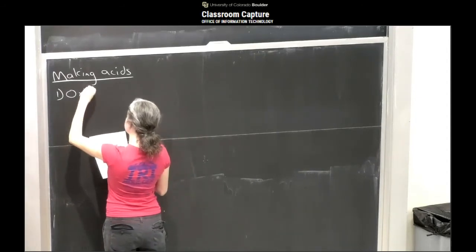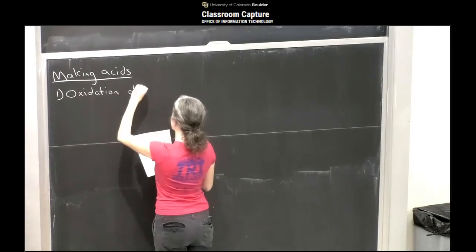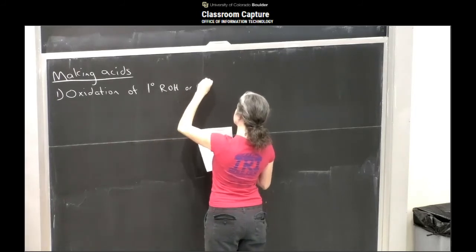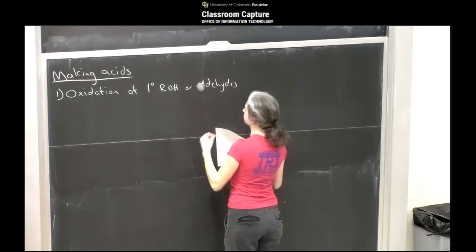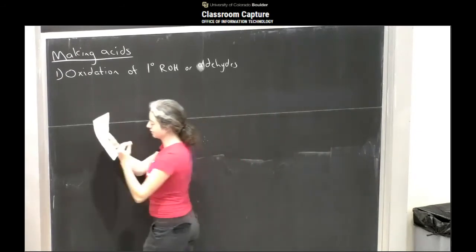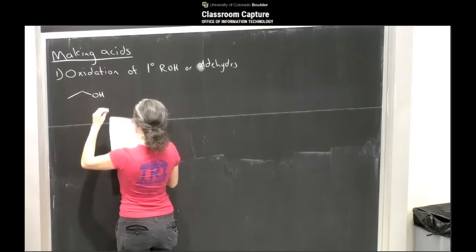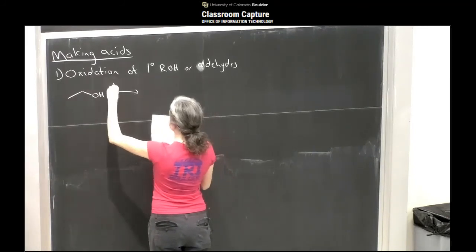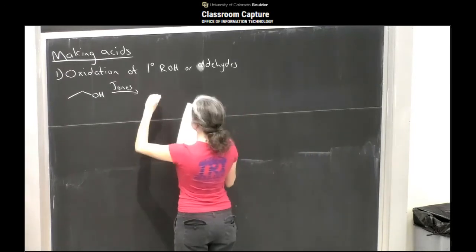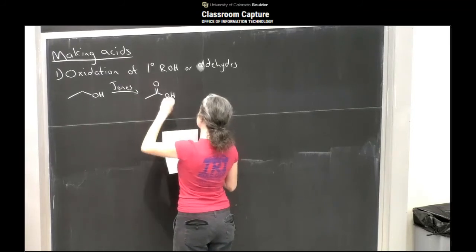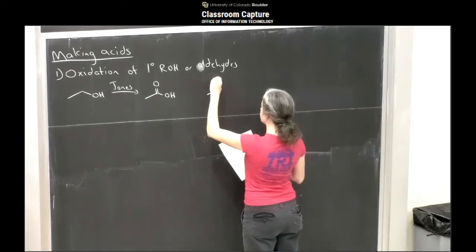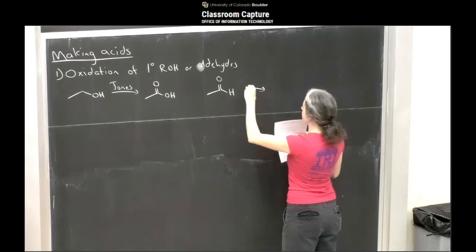So, oxidation of primary alcohols or aldehydes. We've already seen this from the alcohol's point of view or the aldehyde's point of view. We know that you can take an ROH like this, and there's a bunch of ways to write that, but Jones is a perfectly fine way. And we can get an acid out of it like that. Or we can start at the aldehyde and do the same thing.